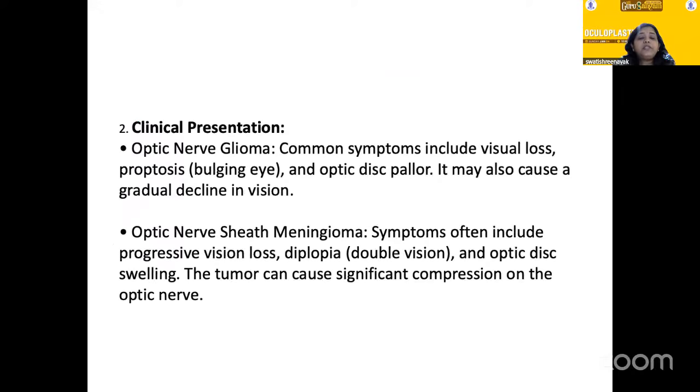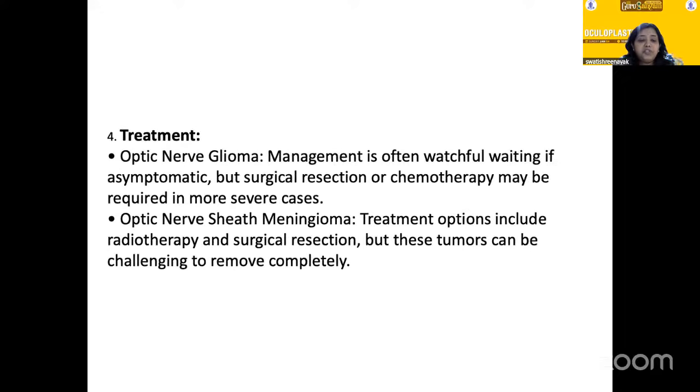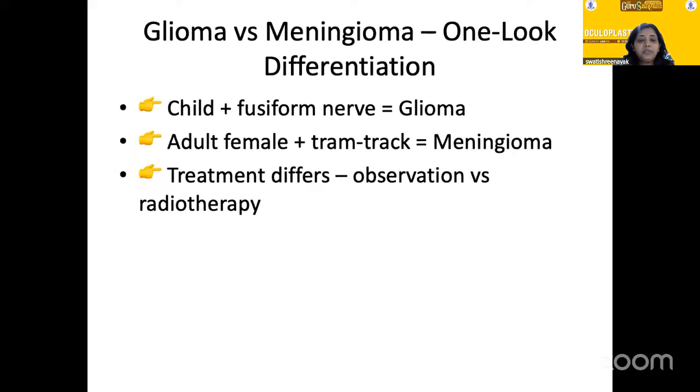Coming to the clinical presentation, gliomas' common symptoms are visual loss, proptosis, and optic disc pallor. It may also cause a gradual decline in vision, but meningioma has progressive visual loss, diplopia, and optic disc swelling. So imaging, as I have already discussed, the fusiform shape is characteristic of optic nerve glioma, while the tram track sign is characteristic of meningioma. Now coming to treatment, in cases of glioma, it can be watchful waiting if it is asymptomatic, but in more severe cases, surgical resection may be required. In meningioma, the treatment basically includes radiotherapy.